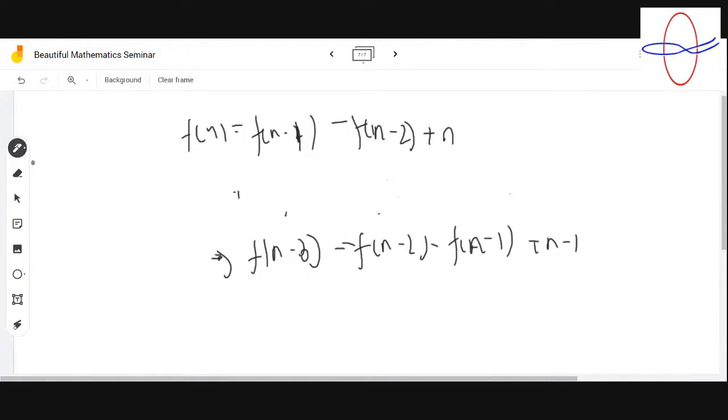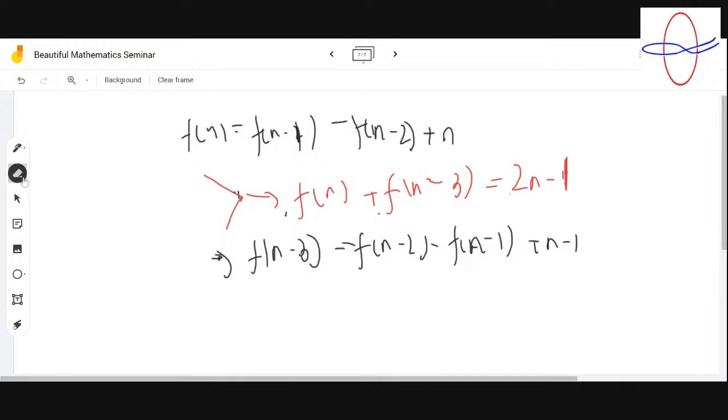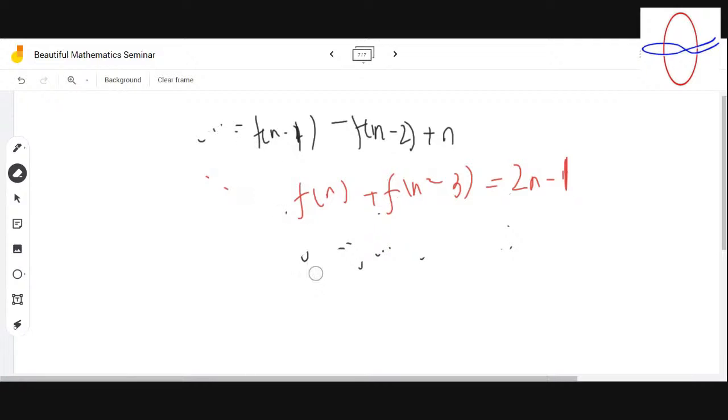Now if we add these two, what do we get? We get that Fn plus Fn minus 3 is equal to 2n minus 1. Right? So now it becomes really easy. Did you all understand this simple step?